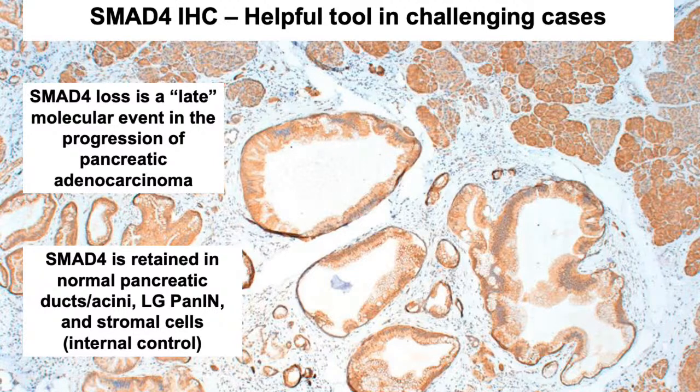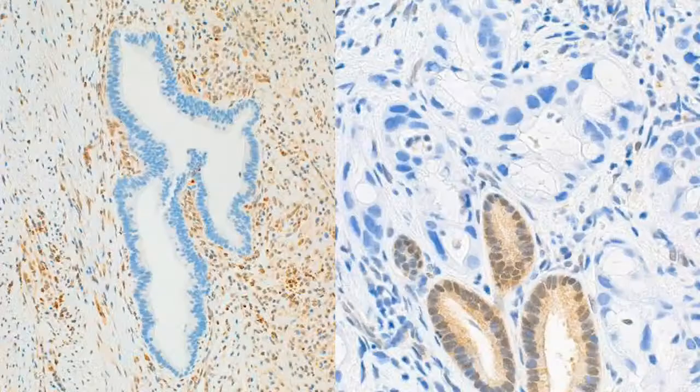So SMAD4 is a gene that's commonly mutated in pancreatic cancer and ductal adenocarcinoma. It is either altered by homozygous deletion or an inactivating mutation, which frequently leads to loss of protein expression that can be assessed by immunohistochemistry. This genetic event is a late event in the progression of pancreatic adenocarcinoma, and so SMAD4 expression is retained in normal pancreatic ducts and acini, also in low-grade PanIN and in stromal cells, so you tend to have a good internal control. And so immunohistochemistry for SMAD4 can be really helpful for confirming an impression of pancreatic ductal adenocarcinoma.